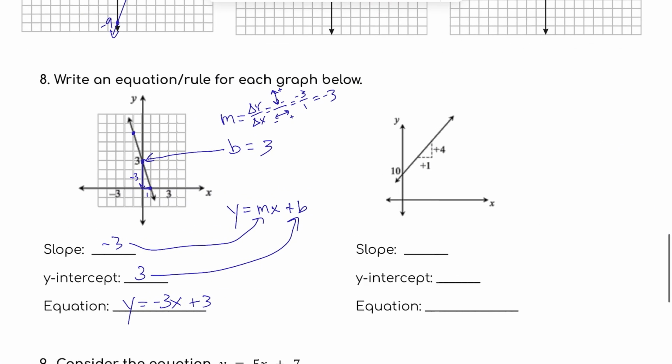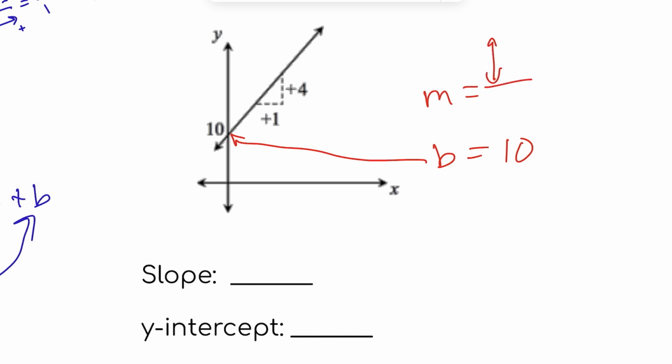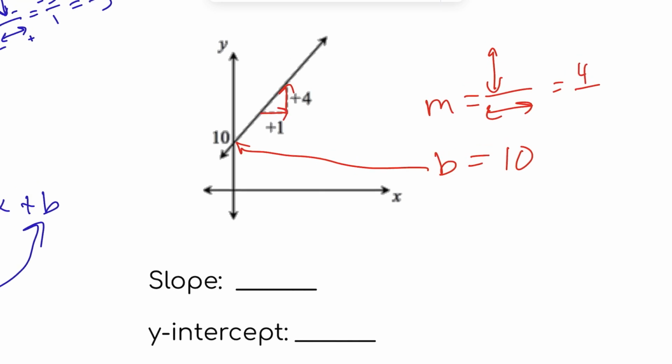Okay, moving on to the next one. So this one, there's no graph paper, but they show you the vertical and horizontal change. So M and B. So B, again, is just where it goes across the y-axis. They said it goes at 10. And then remember, the vertical over the horizontal for the slope. So the vertical here is up 4. So 4 on the top, and the horizontal is +1. So that just reduces to 4. So our slope is 4, our y-intercept is 10, and our equation would be y equals 4x plus 10.